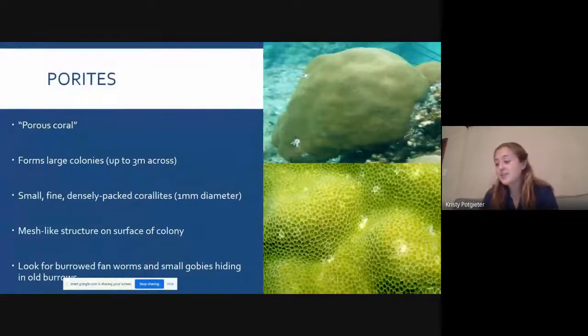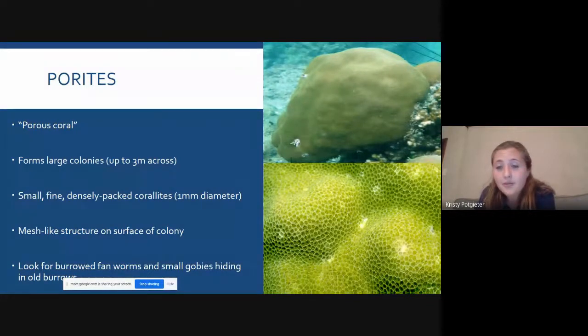Our next one is Porites. So this is also called our porous coral. They form really large colonies. Your Porites coral is one of your slowest growing corals. These guys only grow about 1 to 2 millimeters a year. Compare that with your Acropora that grows about 10 centimeters a year. So definitely a huge difference there. These guys, like I said, they grow up to 3 meters across.